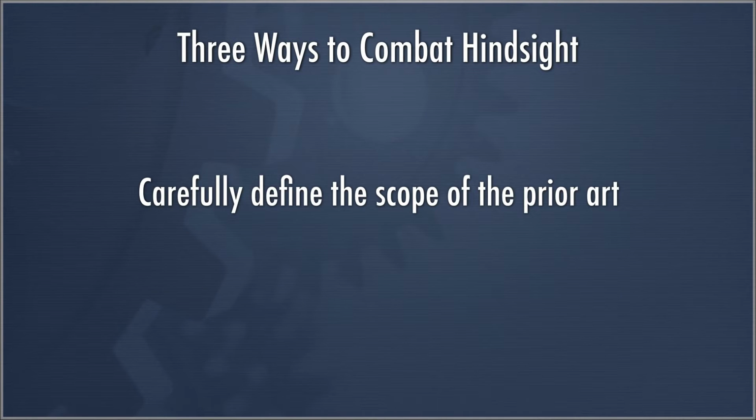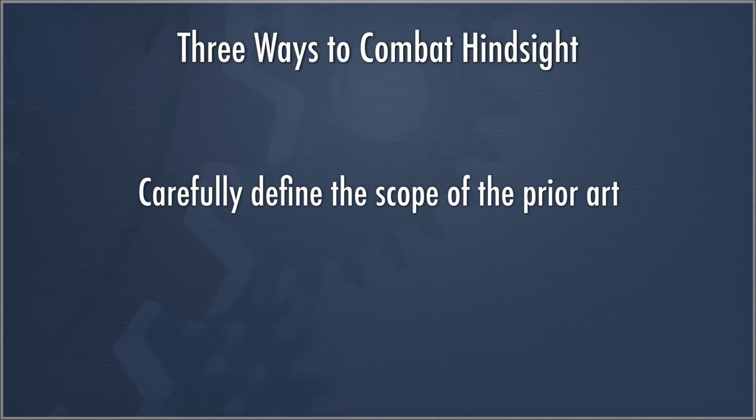One is you carefully define the scope of the prior art. As you remember, in the Section 103 context, you can combine pieces of prior art together as much as you want in order to find all of the elements of a claim that you're trying to analyze. So one way to combat hindsight is to limit the scope of that inquiry, limit the amount of art that is eligible to be combined.